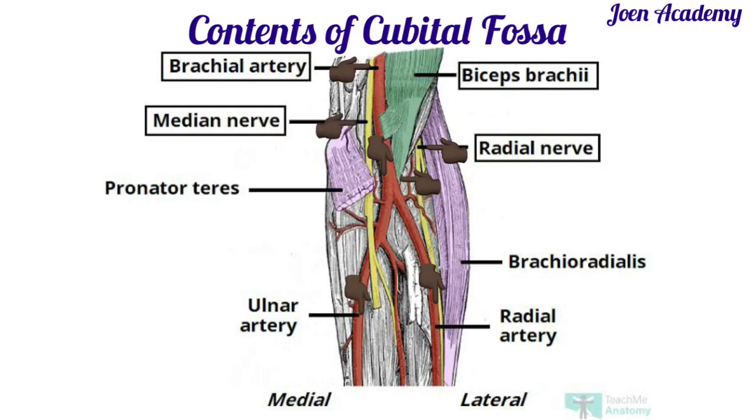The median nerve is the most medial structure. It travels medially through the cubital fossa, exiting by passing between the two heads of the pronator teres. It has a motor and sensory function in the anterior forearm and hand.